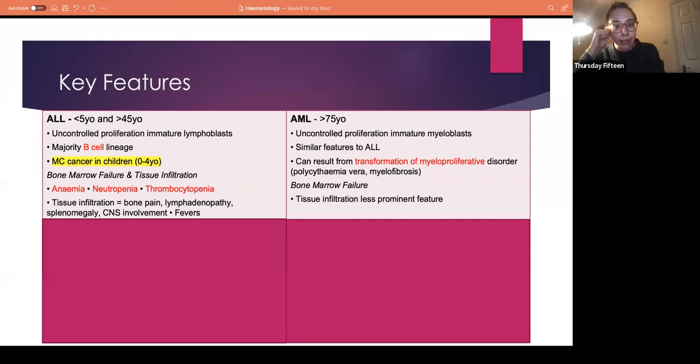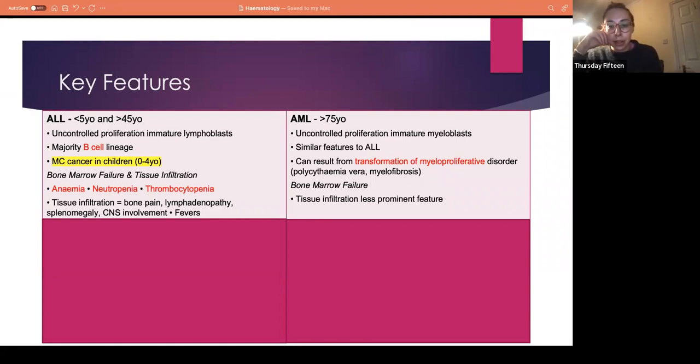And then AML is the other acute leukemia, but this one presents in adults. So it's uncontrolled proliferation of the other side of the diagram, the myeloid lines. You get lots and lots of immature myeloblasts. It has quite similar features to ALL, but obviously it doesn't present in children, it presents in adults.